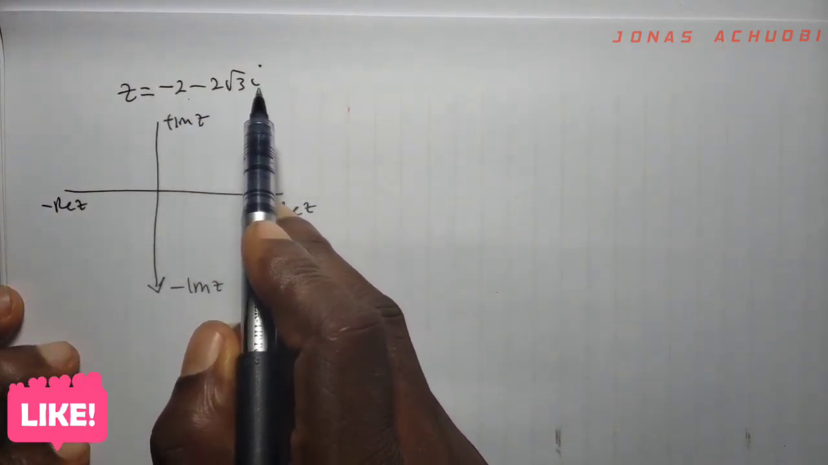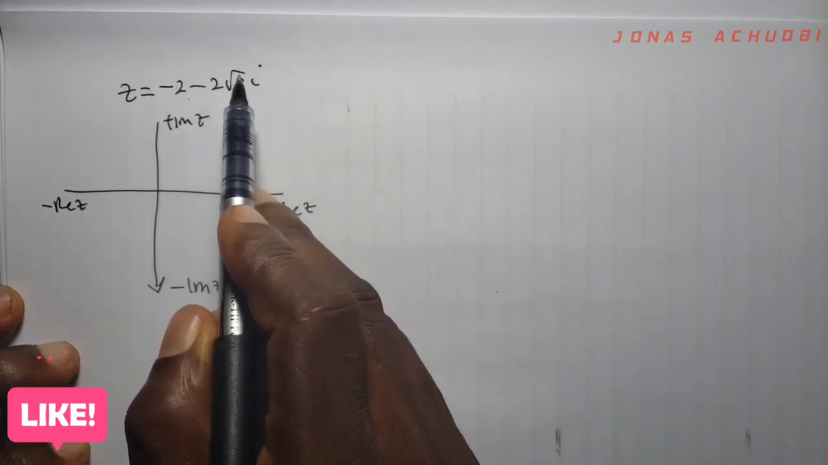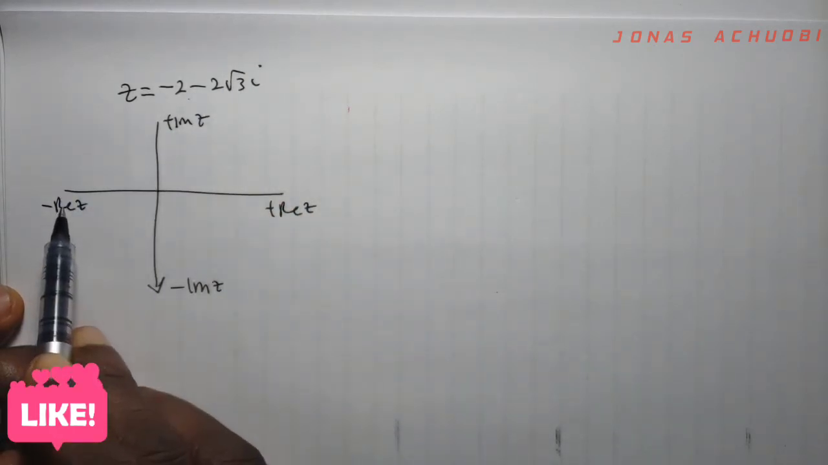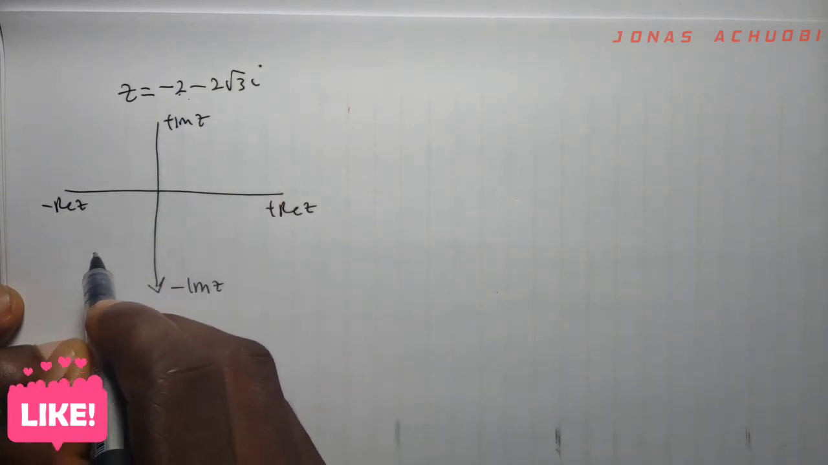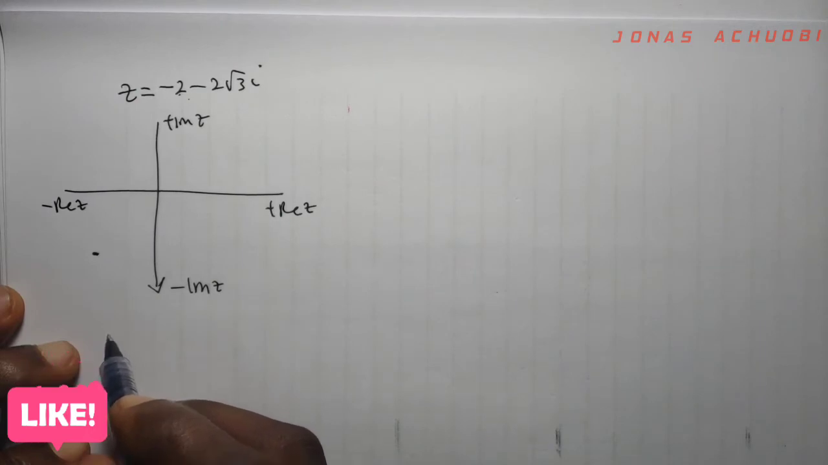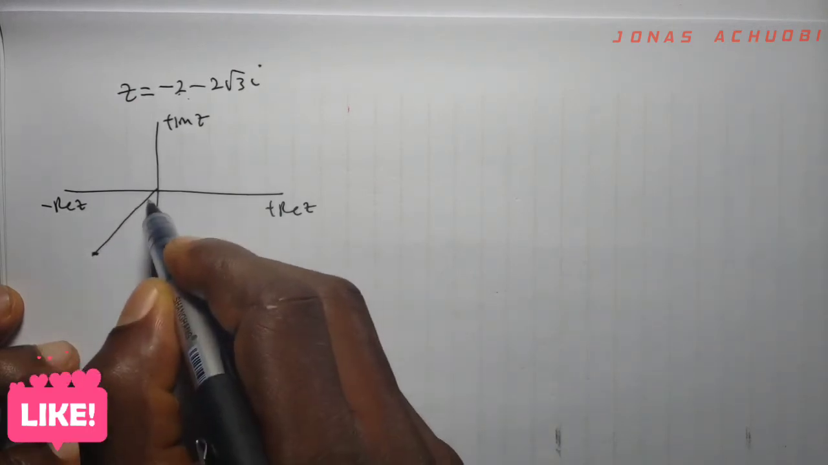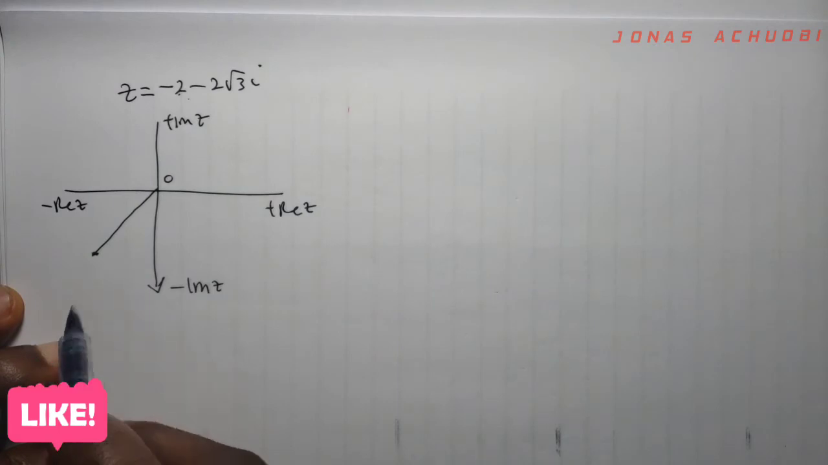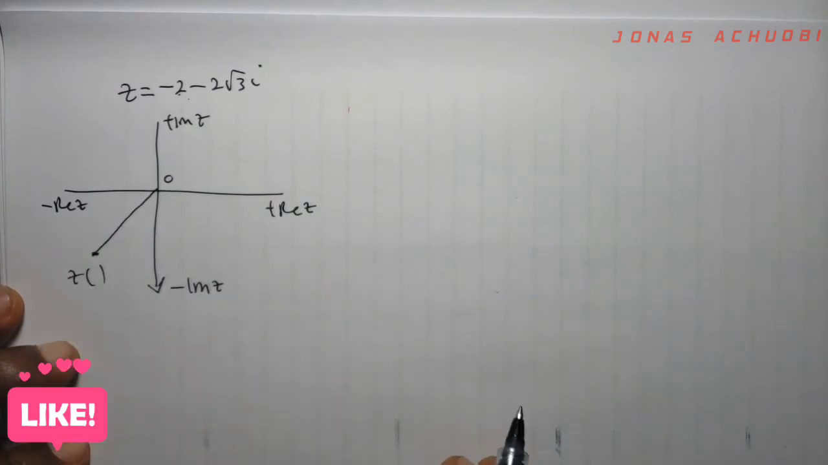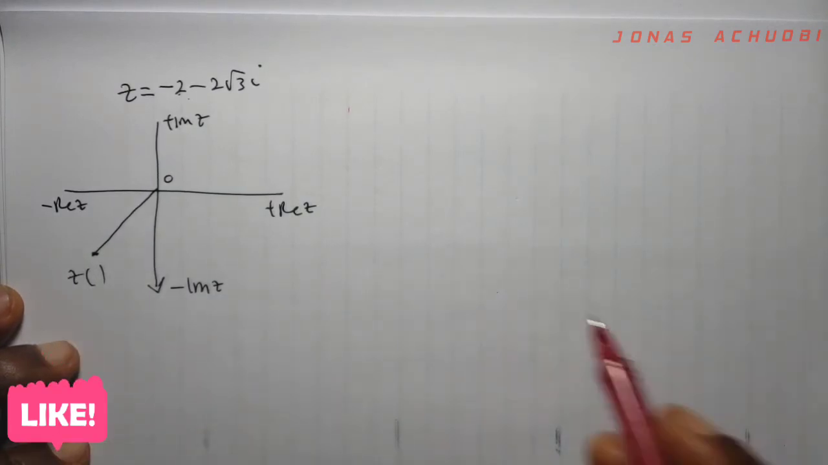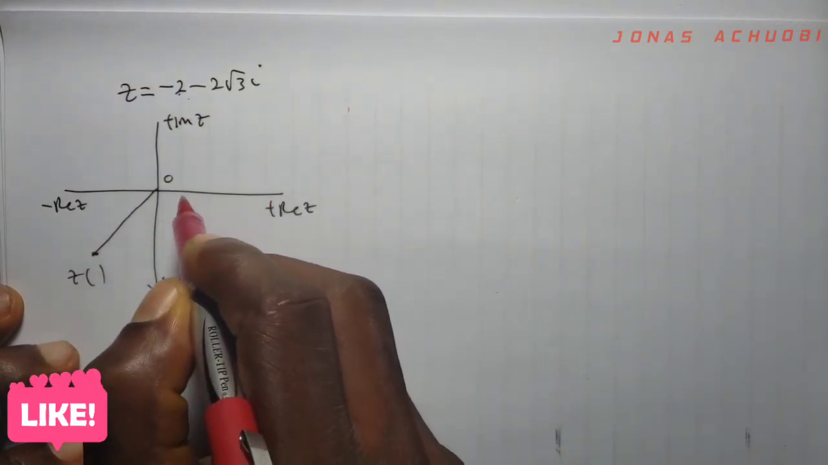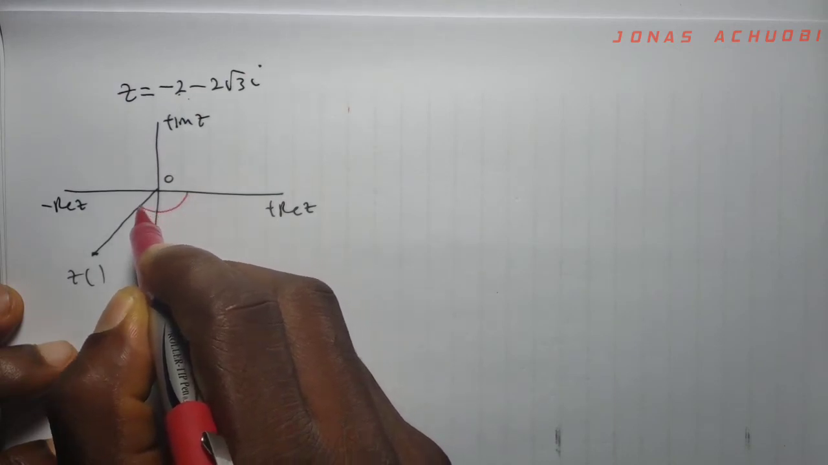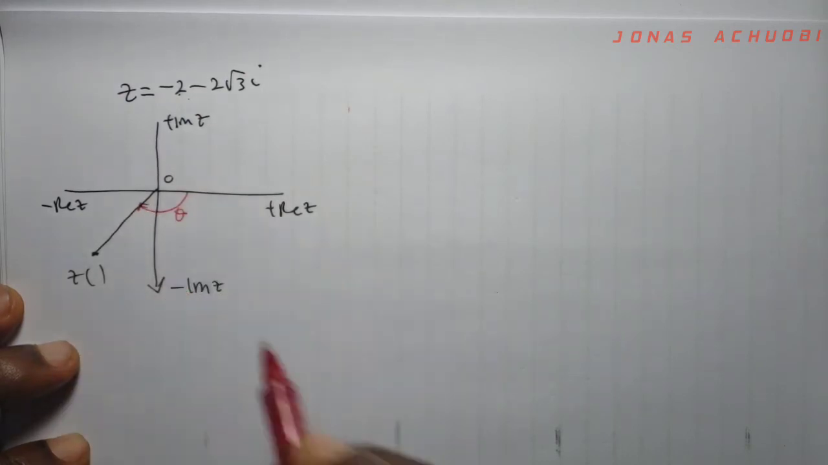This complex number is located in the third quadrant because in the third quadrant, the real part is negative and the imaginary part is also negative. So the complex number can be found somewhere here in the third quadrant. If we join up here, this is our origin and the complex number is just there, z. Now, the argument of the complex number again is the angle it makes with the positive real axis, this time traversed in the clockwise direction. So angle theta. We want to find the value of angle theta.